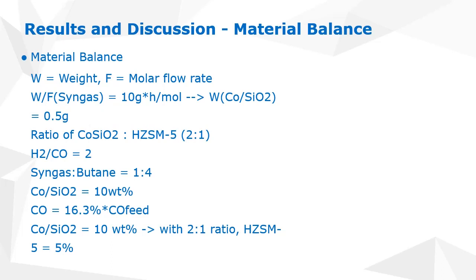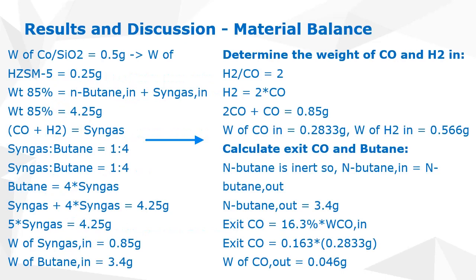With the weight over the molar flow rate of syngas, we are able to find our cobalt silicon dioxide of 0.5 grams. Our syngas to butane ratio is 1:4. Cobalt silicon dioxide contained 10 weight percentage. With that ratio of 2 to 1 to HZSM5, we are able to find the weight percentage of HZSM5 of 5%. We continue this material balance with the weight of syngas going in as 0.85 grams and the weight of butane going in 3.4 grams.